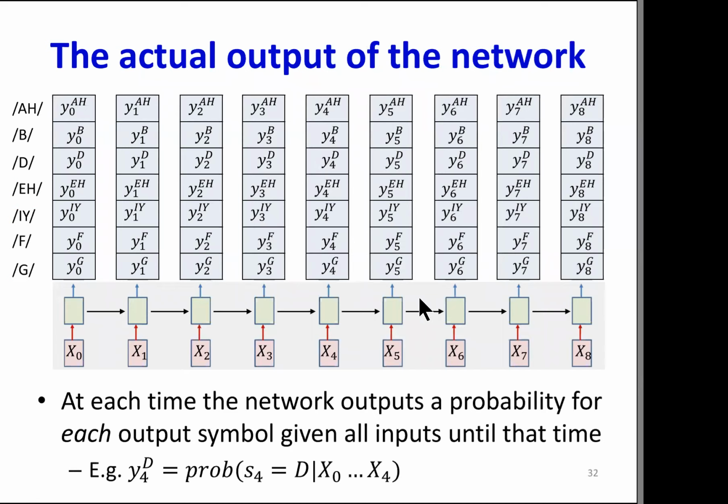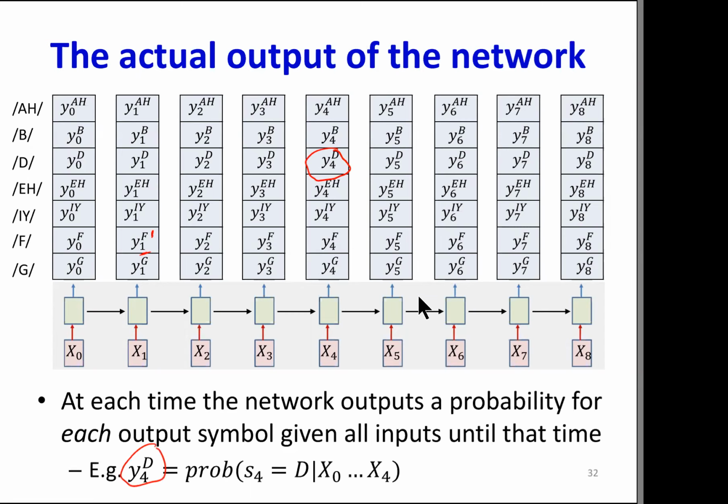The notation here is Y indicates an output probability. The subscript indicates the time at which the probability is being computed. And the superscript represents the symbol, the phoneme, for which the probability is computed. So Y_4^D is going to be the probability of the phoneme D at time 4. Is this notation clear to you guys?